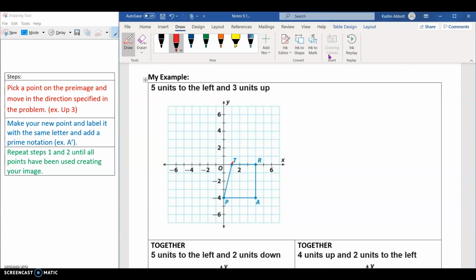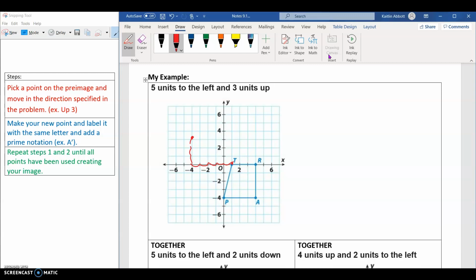It says 5 units left, so let's go left first. You can go up first if you'd like. If you like to go in order, then you go 5 units to the left, 3 units up. But if you go up 3 units first and then left 5 units, it doesn't matter. You'll get the same direction. So let's go 5 to the left. 1, 2, 3, 4, 5. And now I got to go 3 units up. 1, 2, 3.